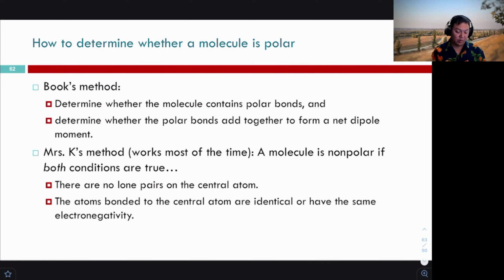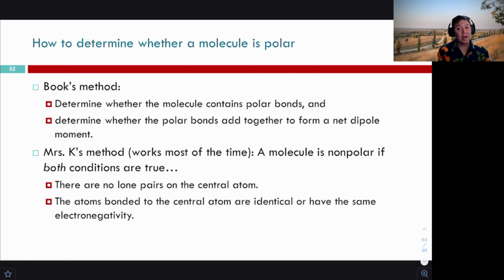So to determine whether a molecule is polar or not, the book has this approach: determine whether the molecule contains polar bonds, and then determine whether the polar bonds add together to form a net dipole moment. A molecule is nonpolar if both conditions are true.